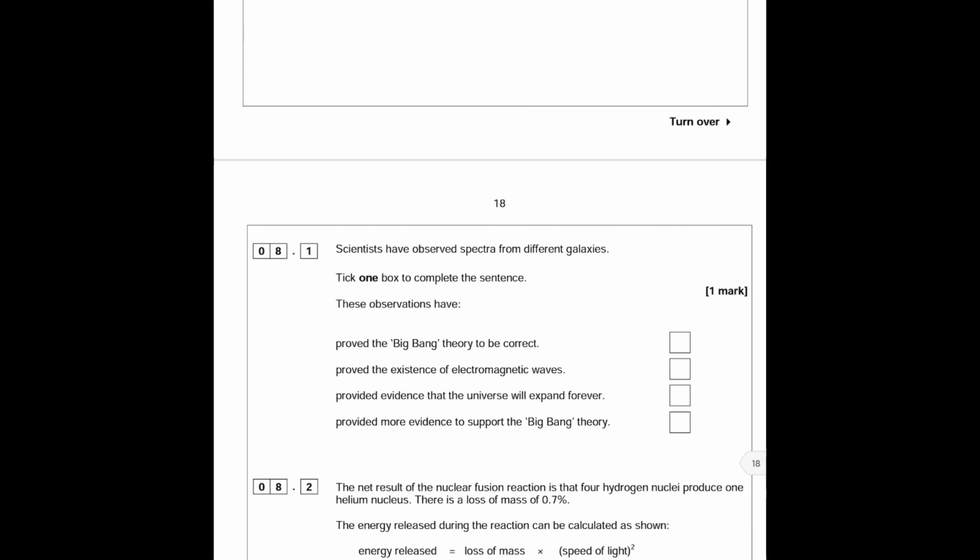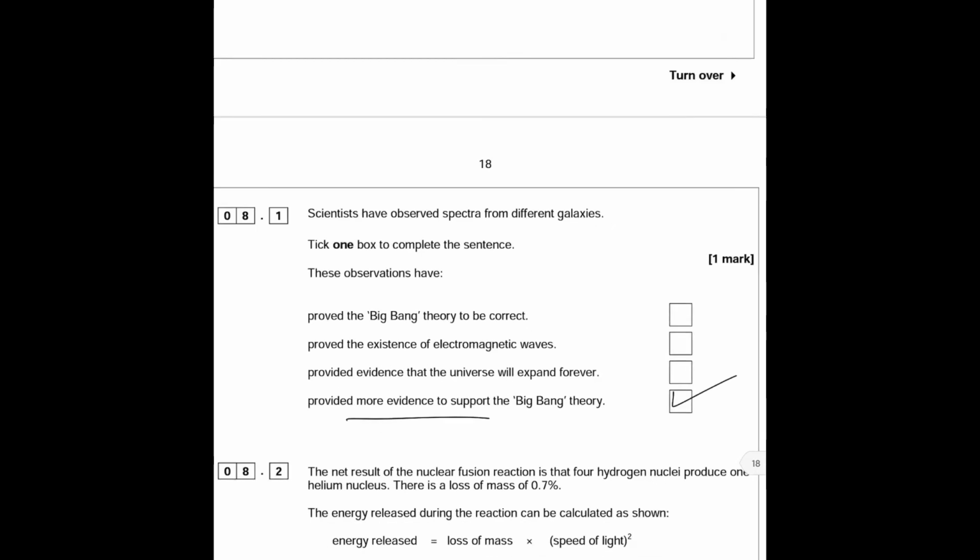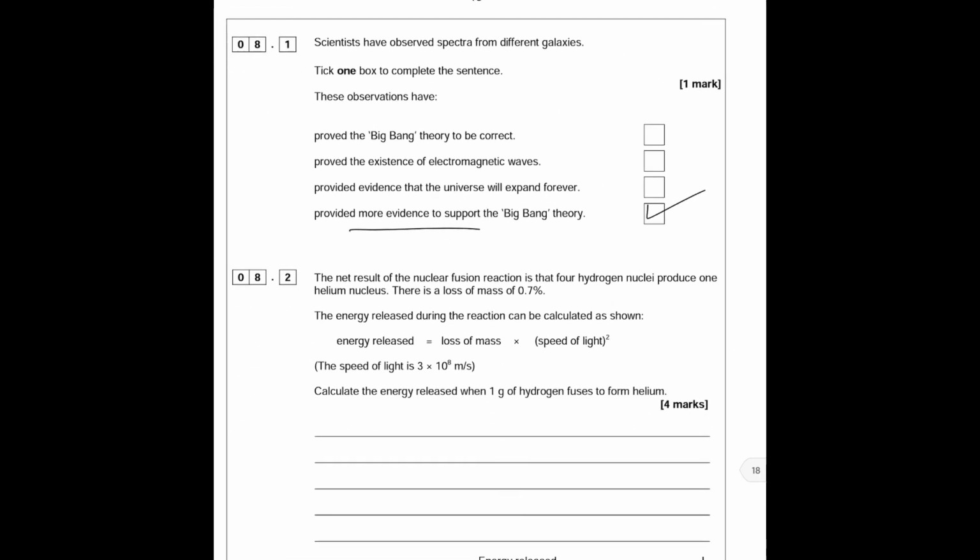Okay. Scientists have observed spectra from different galaxies. Take one box to complete the sentence. These observations have proved the existence... no, evidence that the universe will expand forever... no. Provided more evidence to support the Big Bang Theory. That's more likely to be the observation.